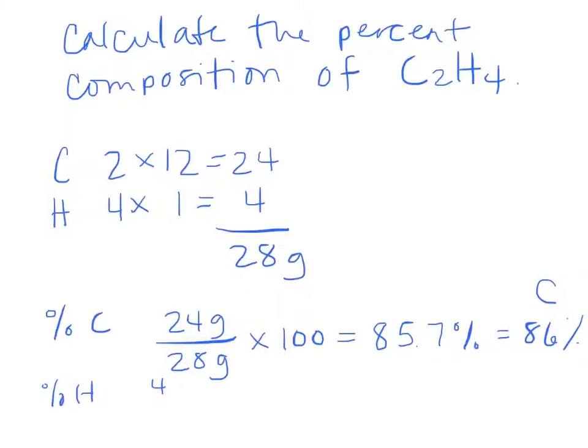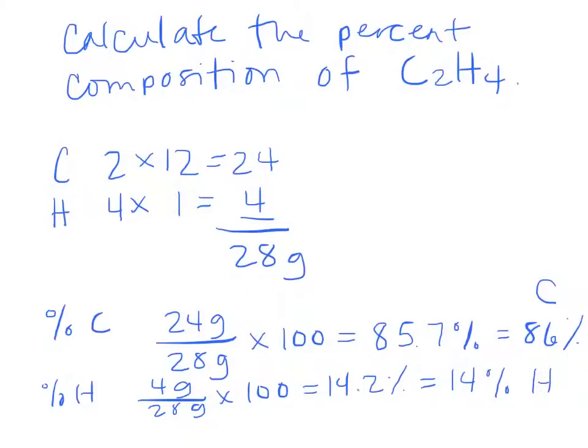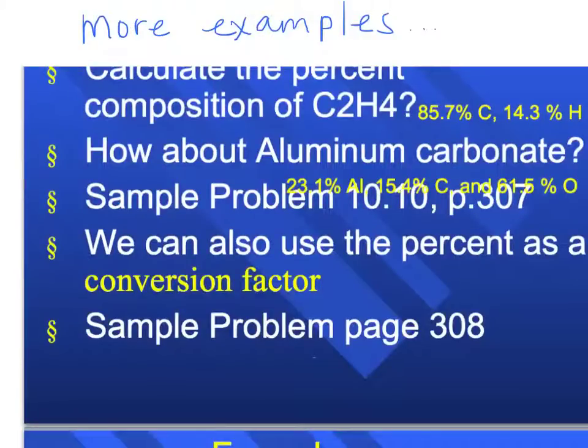So again, we have 4 hydrogen. The mass for hydrogen was 4, divided by 28. I'm hoping you guys can see this at the bottom. Multiply that by 100. And the calculator said it came out to be 14.2%. Again, we want to round that to 14% for hydrogen. And now we know the percent composition of each element in C2H4. It's 86% for carbon, 14% for hydrogen. So you can see here, here's our problem, calculate the percent composition of C2H4, and we did that, and notice they did use 3 sig figs here, but we're only going to be using 2.